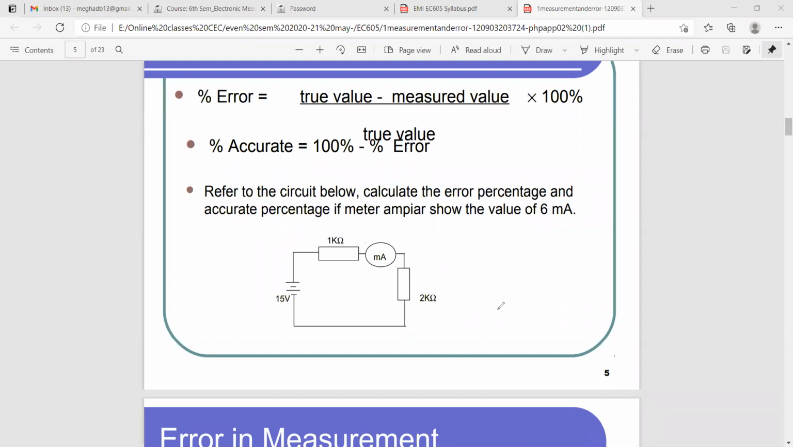In the next class, you will solve this problem using these two formulas, okay? And you will tell me the answer in the next class. So if you have your copy with you, then draw this figure fast. Take down this figure. Supply of 15 volt, and then there are two loads connected, 1 kilo ohm, 2 kilo ohm. Okay.